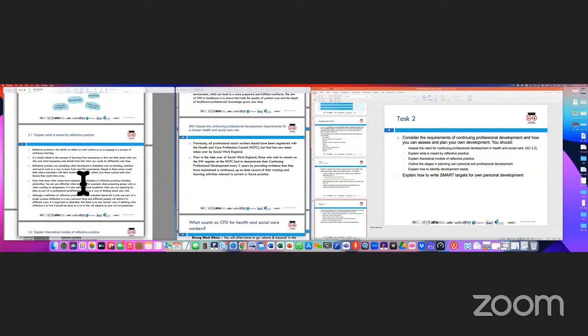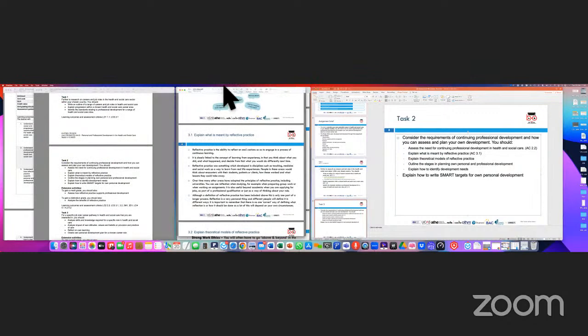What is reflective practice? It is the ability to reflect on one's actions when you're engaging in the process of continuous learning. So here it's just explaining the term. My suggestion would be to write about 75 to 100 words just to explain the term reflective practice. That is covered in assessment criteria 3.1 in Learning Outcome 3. Then it comes to explaining the theoretical models of reflective practice. When we talk about the theoretical models of reflective practice, it is basically assessment criteria 3.2.